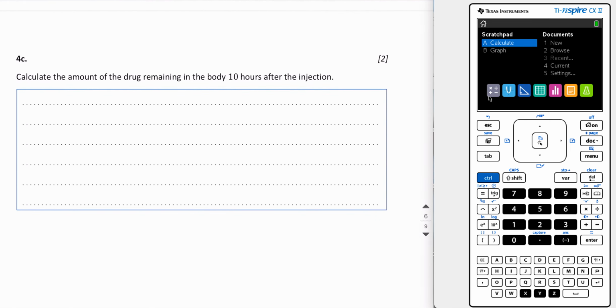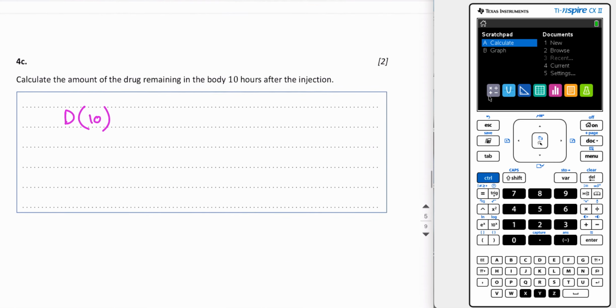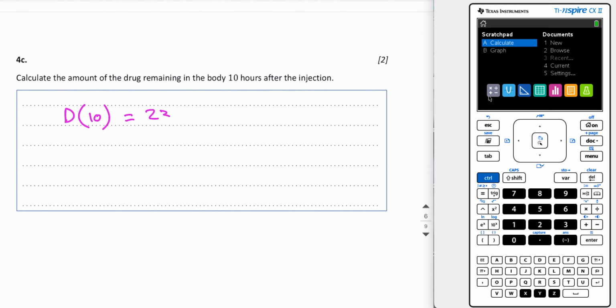Calculate the amount of drug remaining in the body 10 hours after injection. So the amount of the drug after 10 hours, checking that t is in hours. t hours, yes, is going to be 23 times our decay percentage to the power of 10.